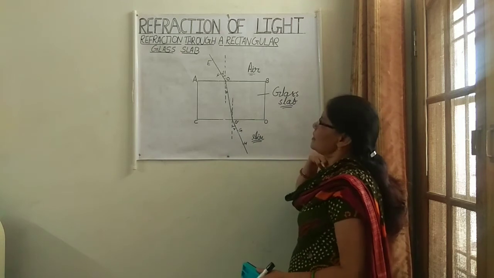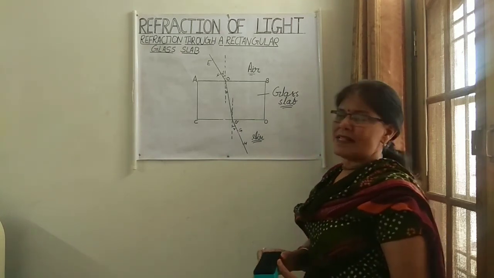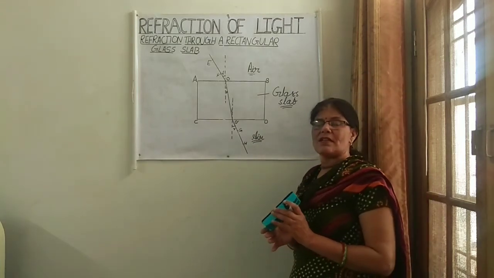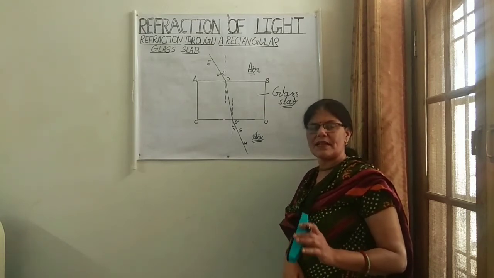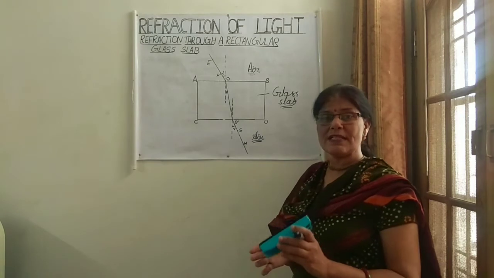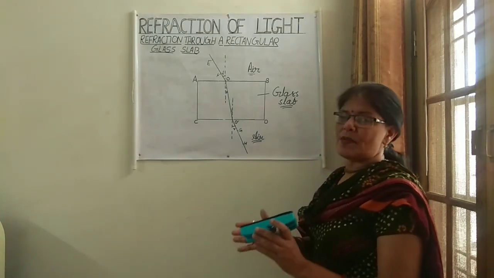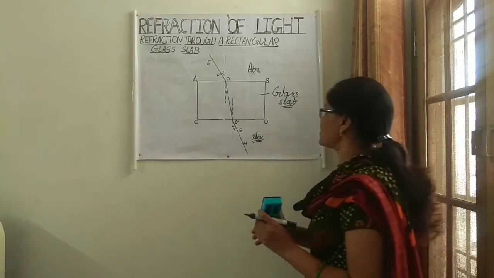Another thing is, we know that light seems to travel in a straight line. So we have just learned that refraction is when light changes its direction of propagation. It changes its direction when it changes its medium, or when it is incident obliquely. When it passes from one medium to another medium, it changes its direction of propagation.